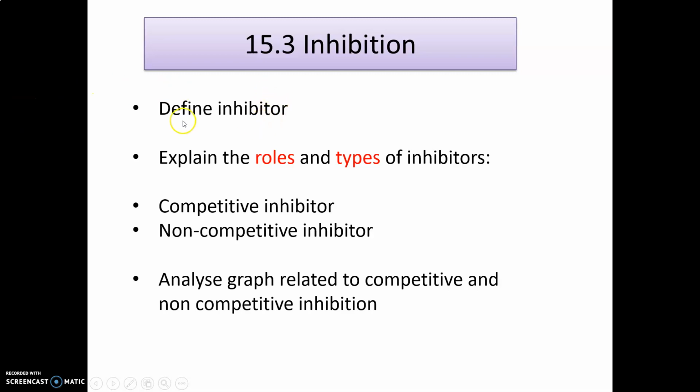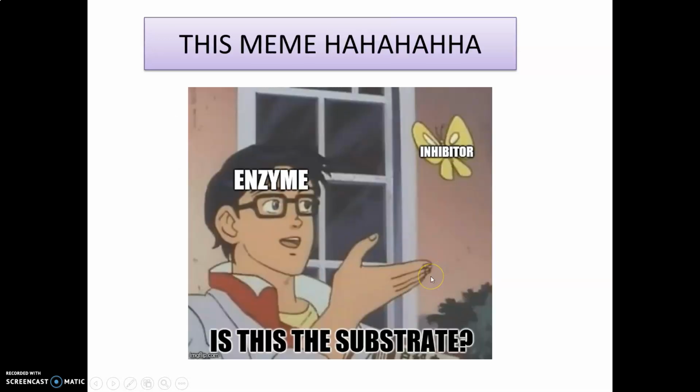Okay, in the next lecture kita nak tengok apakah tu inhibition. So you should be able to define inhibitor, the roles and the type of inhibitors, explain the competitive non-competitive inhibitors. Okay, kita nak tengok lah the one yang reversible and non-reversible, and you should be able to analyze the graph to competitive and non-competitive inhibition. Okay.